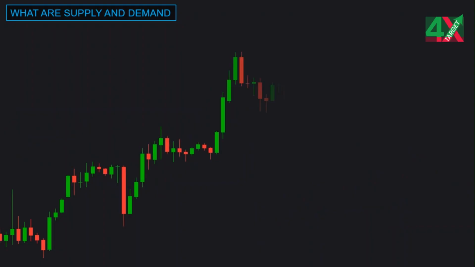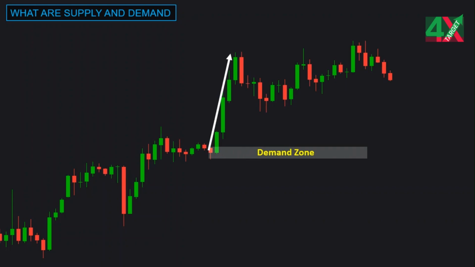On the flip side, a demand zone is where buyers dominate the market. It's a price area from which the market previously bounced or rallied strongly, showing strong buying interest. Now, you might be thinking, isn't that just support and resistance? Not exactly. Support and resistance are horizontal levels where price reacts, but supply and demand are price zones that show where big market participants, banks, institutions, and smart money, have placed their large buy or sell orders. These zones create imbalances in the market, which often lead to sharp moves.